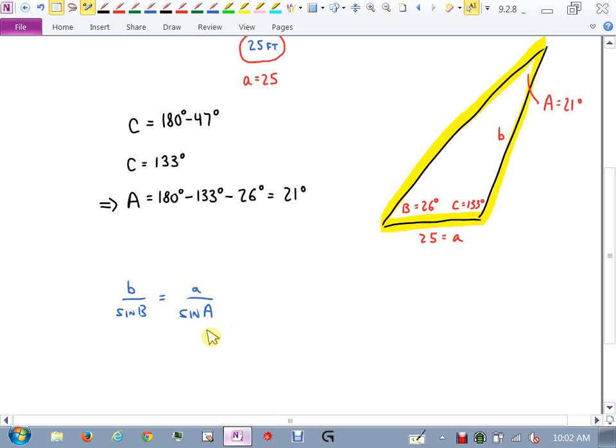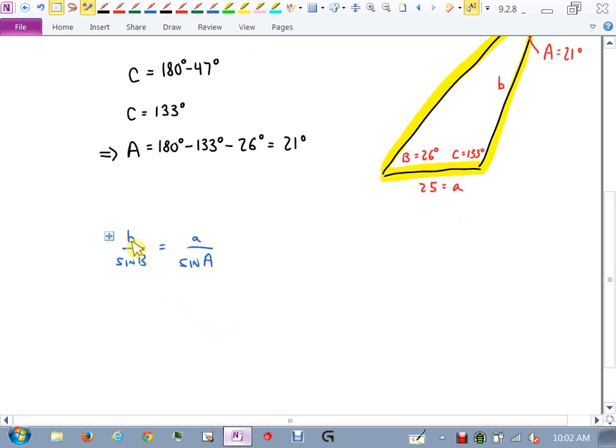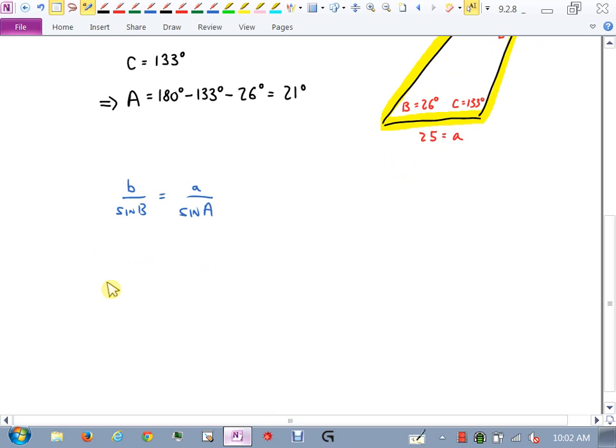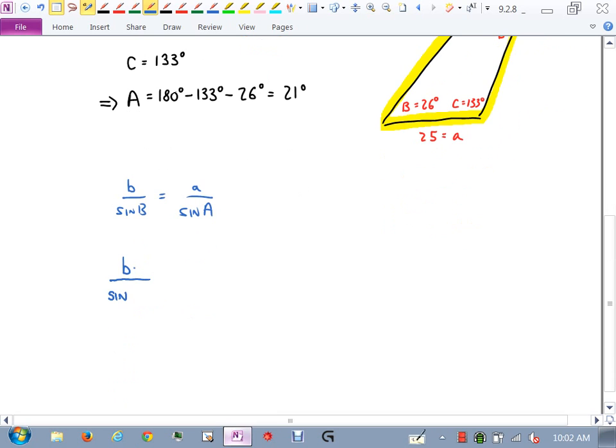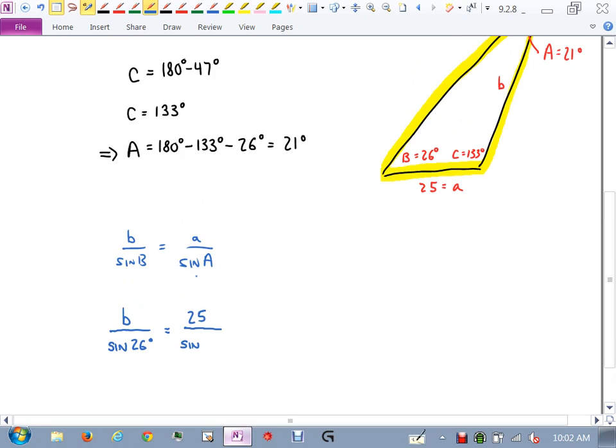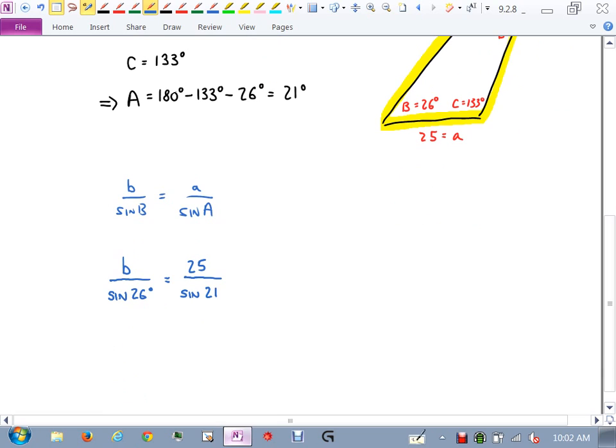Understand why I'm doing that one instead? Just because the little b is there, I don't have to remove it from the denominator. It's already sitting there waiting for me. So let's fill this all in. Little b over sine capital B. We said capital B was 26, right? Must equal little a, which was 25, over sine of capital A. Capital A was 21.